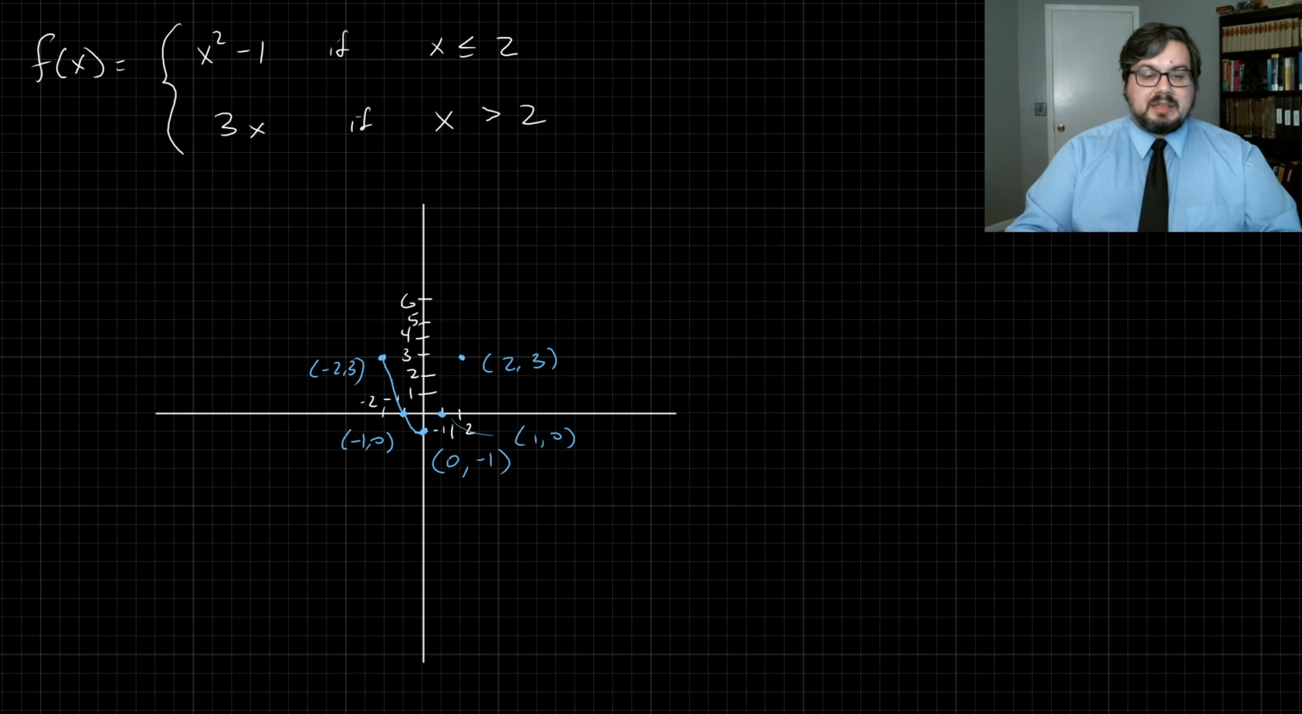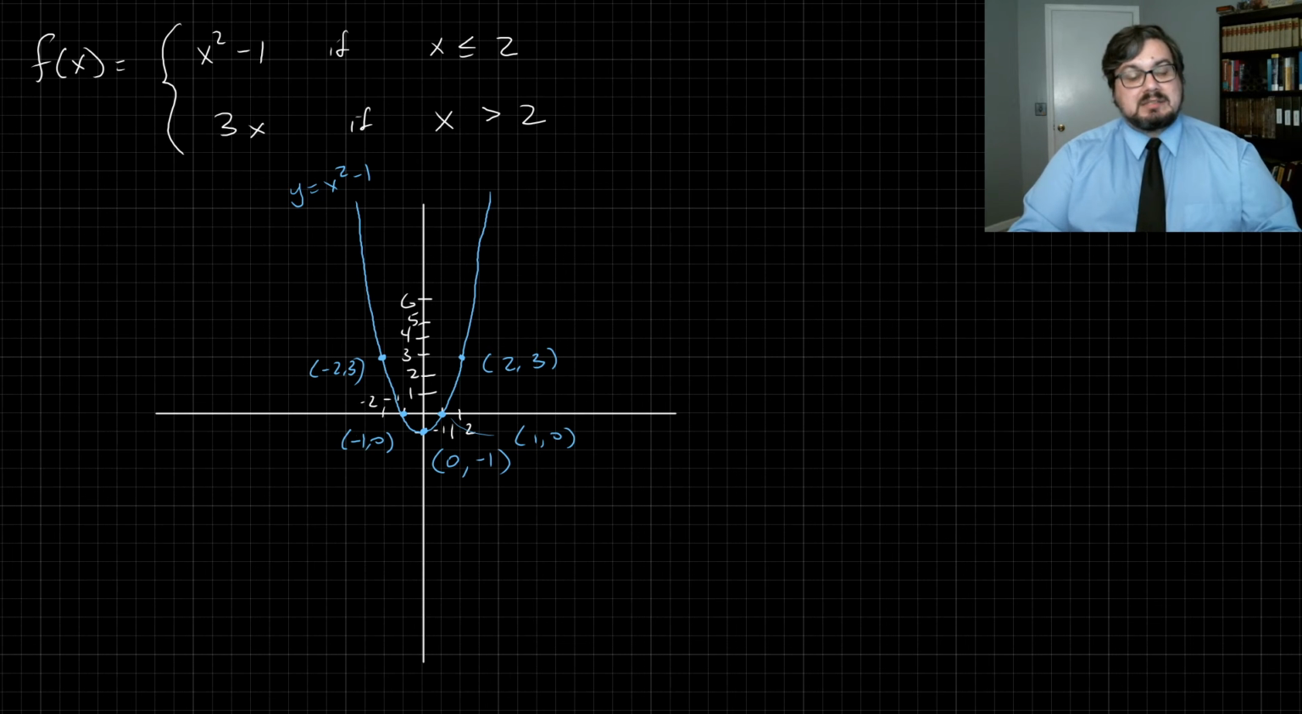Thus, putting these together, we can try and smoothly draw a graph of y equals x squared minus 1. So there's the first function, but we know that this only applies when x is less than or equal to 2. So that means that we can erase every part of this graph that occurs to the right of 2, because this graph only applies when x is less than or equal to 2.